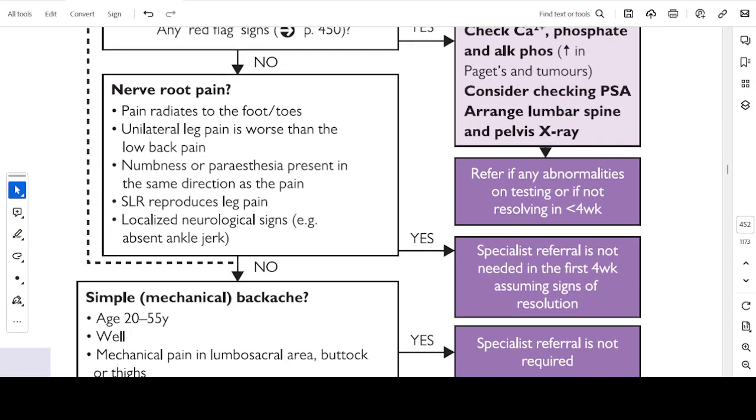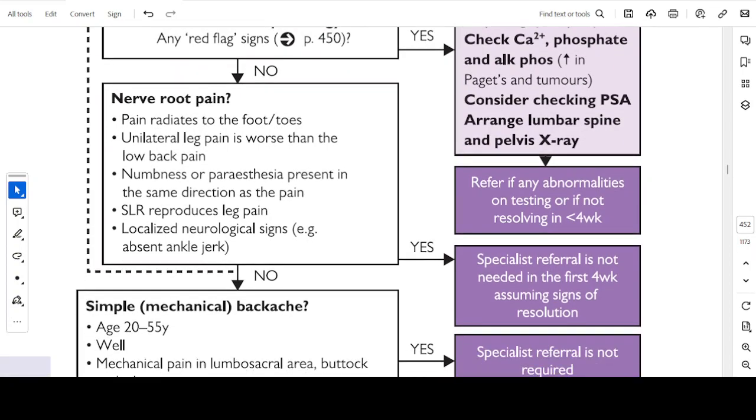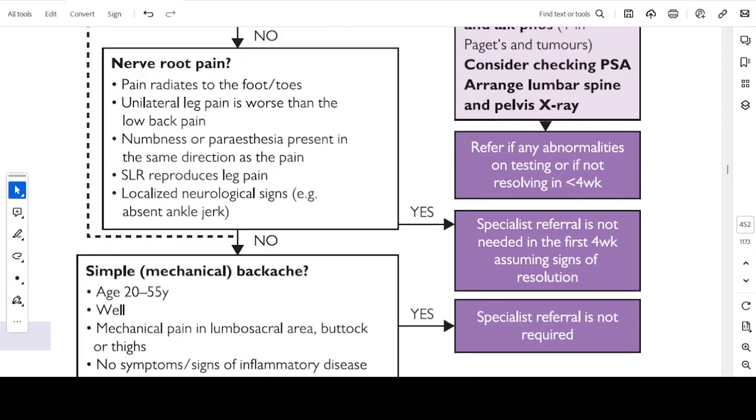Nerve root pain. So if there are no red flag signs, then you are thinking it is a nerve root pain. The pain radiates to the foot or toes. Unilateral leg pain is worse than the low back pain. Numbness or paresthesia is present in the same distribution as the pain. SLR reproduces the leg pain. Localized neurological signs, for example an absent ankle reflex on the same side. Then if it is yes, specialist referral is not needed in the first 4 weeks, assuming signs of resolution.